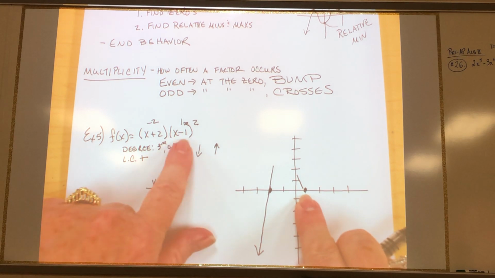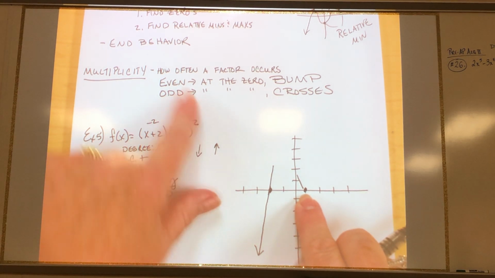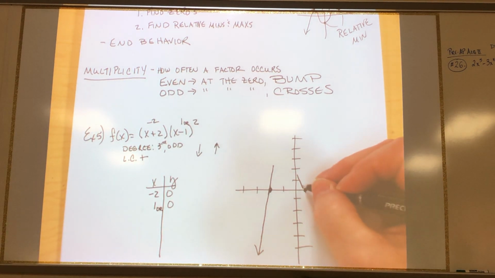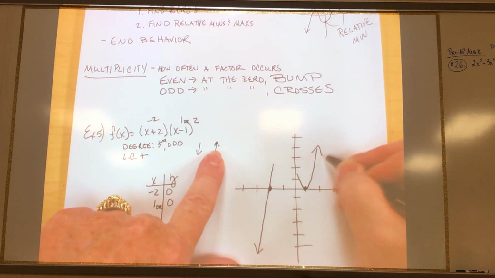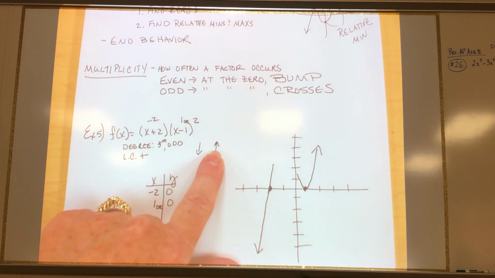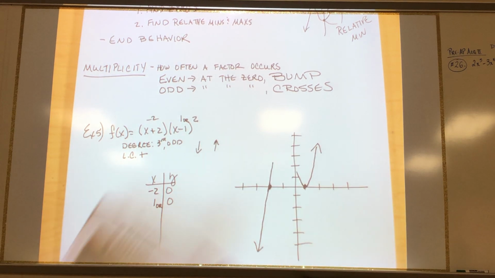What's the multiplicity on this 1? He's a square. He's even. So what's he going to do? He's going to bump him and then he's going to go back up. And that's good because he's supposed to end up going up. Now what's the only thing I have to find? That relative max right there, right?